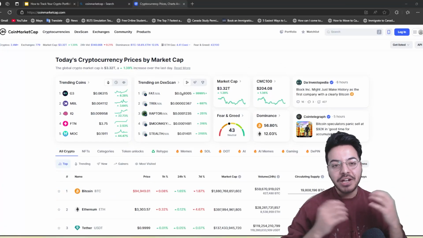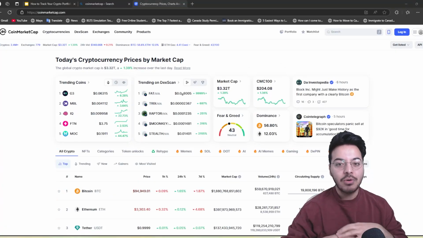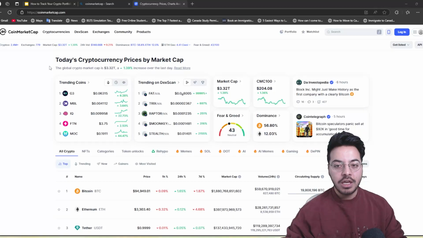Well, now let's practically see what CoinMarketCap looks like. If you can see the platform, the interface of CoinMarketCap is very user-friendly and simple. You have the list of trending coins here. You have all the information about the crypto, like the market capitalization, which is 3.3 trillion. We have the fear and greed index, the dominance, and the news.